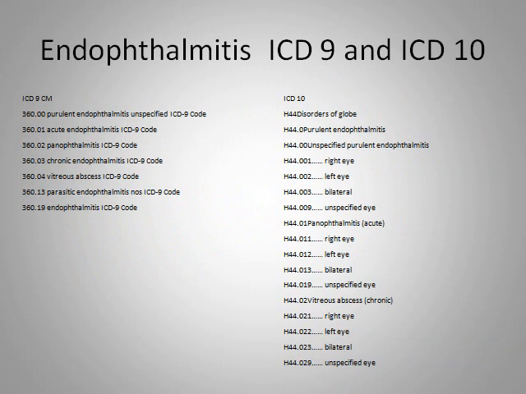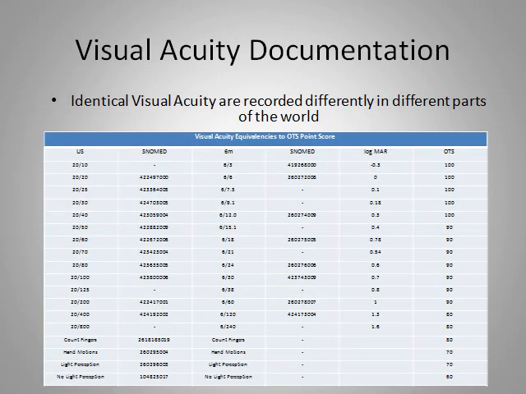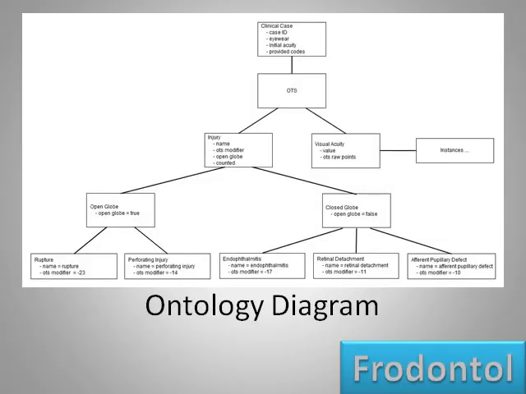Here is an example of the many terms that exist within ICD-9 and ICD-10 for just one of the data elements, endophthalmitis. In addition, visual acuity is recorded differently in different parts of the world. For instance, on the upper left, we see in the US, visual acuity is 20/20, but in Europe, it would be recorded as 6/6. And in other parts of the world, there are other measures.